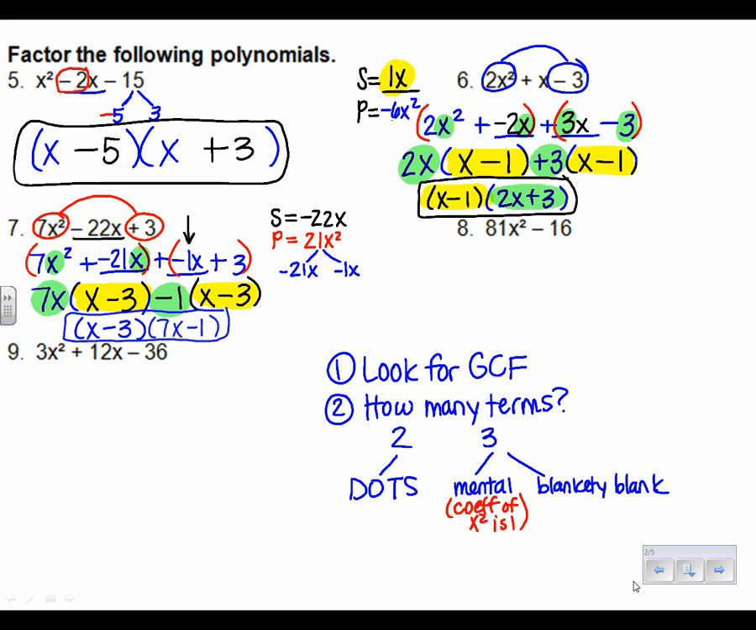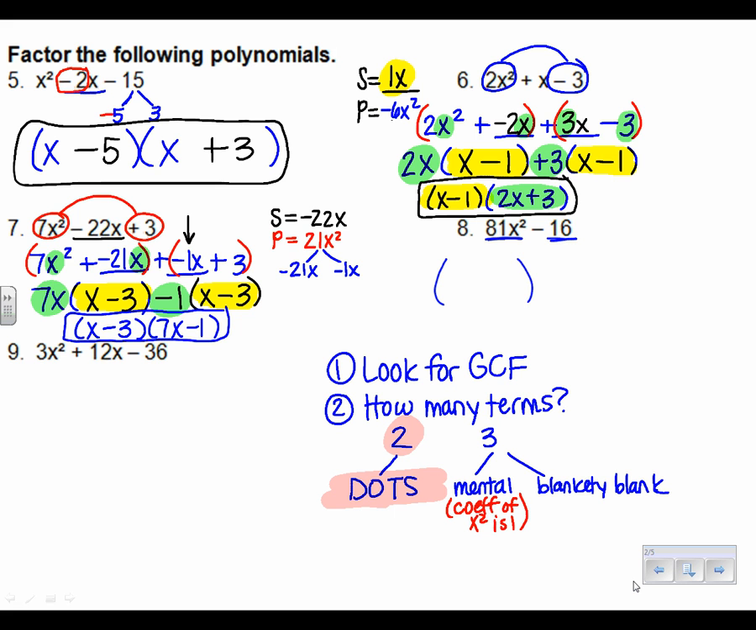Okay, number 8. I did this one in class, but I'm going to work it out again. Number 8 is very important because you have to look for GCF first, and this one only has 2 terms. Okay, GCF of 81 and 16. Nothing comes to mind. There is no GCF. So I see that in this one there are 2 terms. Well, I see from my flowchart that if there are 2 terms, I need to check if it's a difference of 2 squares. It is a difference because it's subtraction, and these are both perfect squares.